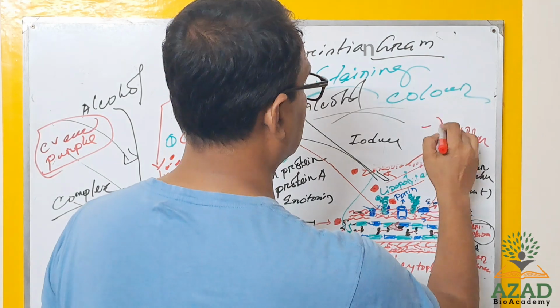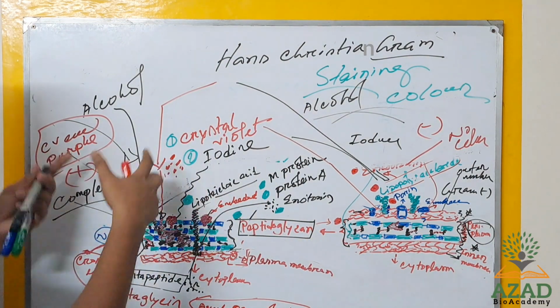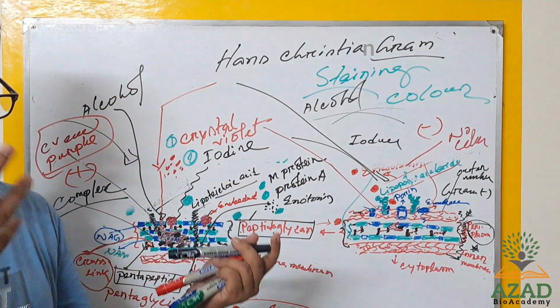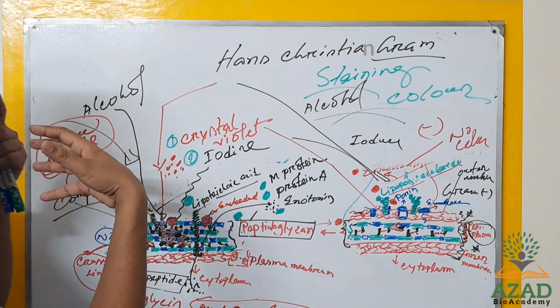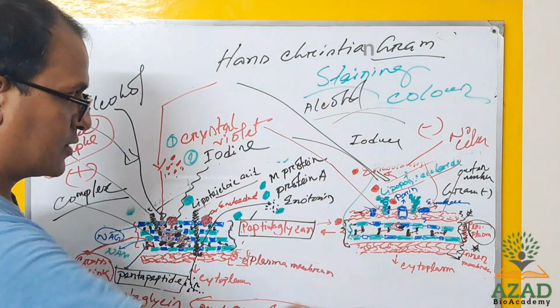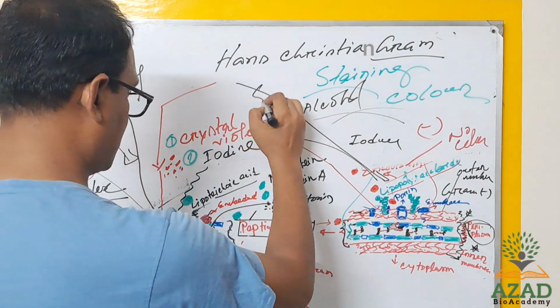So no color means negative, and color is here, so positive. So this is gram positive, this is gram negative. Okay, so this is all about it. But you can just counter stain, another color you can apply. After wash out, you can apply safranin.